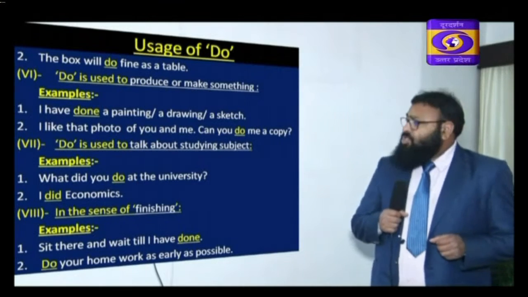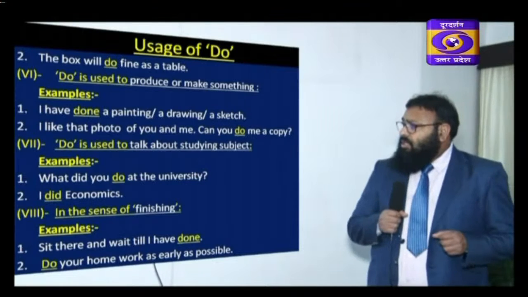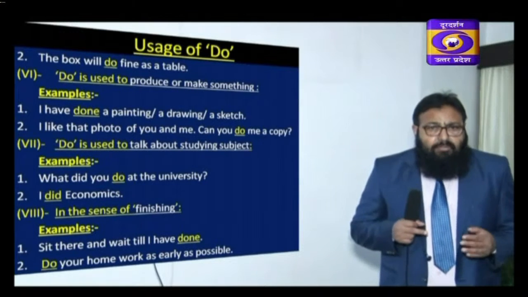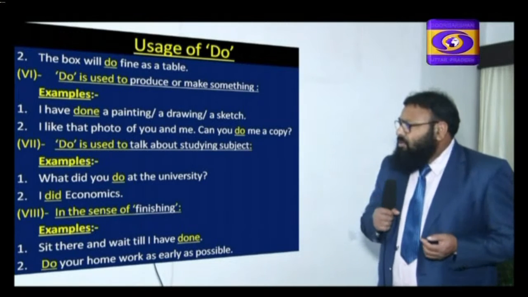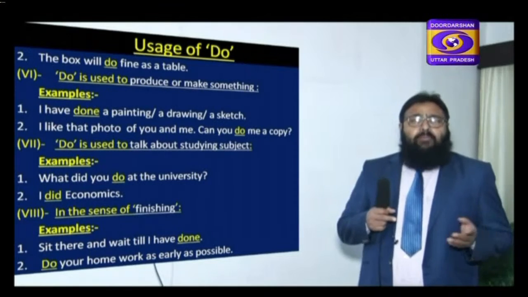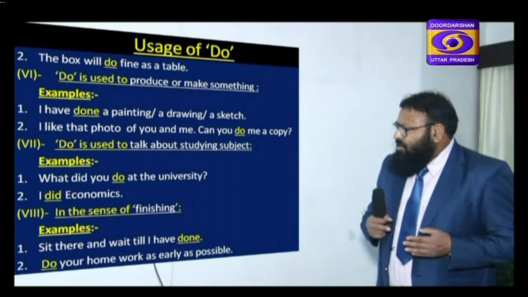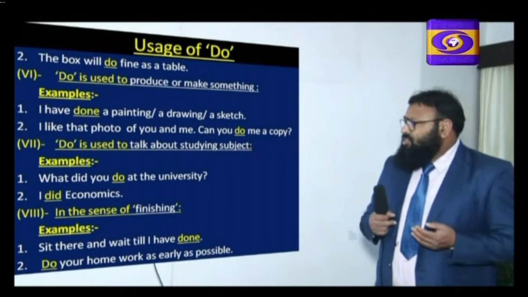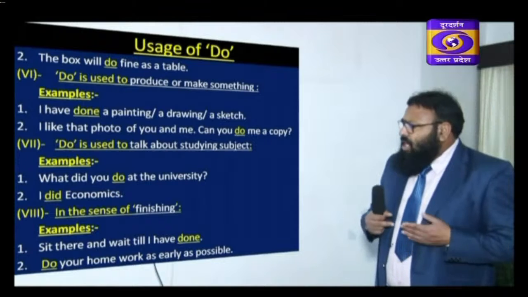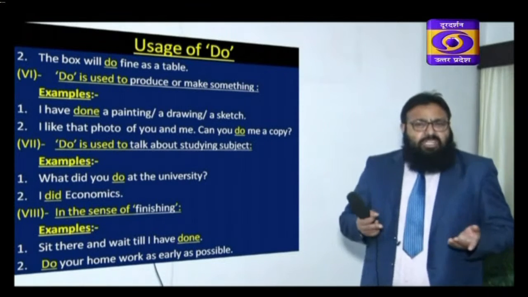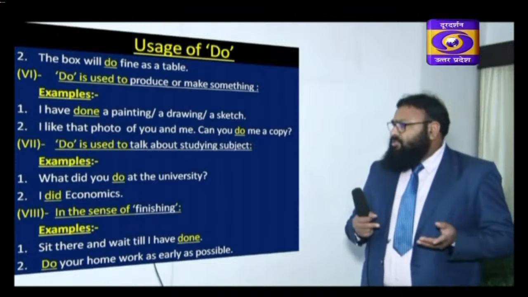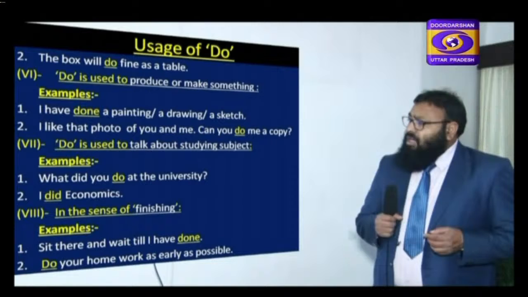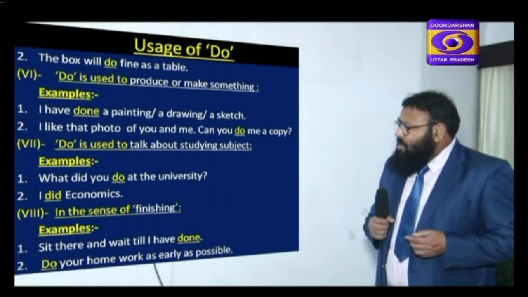Now the sixth usage of do as a main verb is that it is used in the sense of producing or making something. Examples are, I have done a painting, a drawing, or a sketch. So here it is in the sense of making something. I have made a painting, I have made a drawing, I have made a sketch. Instead of saying these things, we prefer saying I have done a painting.